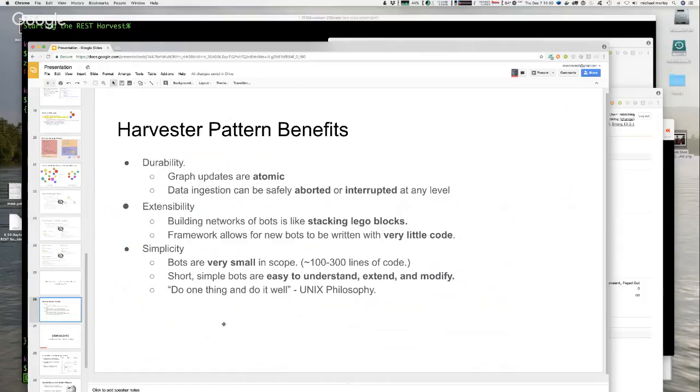The bots are extensible. Each of these bots is generally less than 300 lines of code. If you're interfacing with something really simple like a REST API, or you're just translating one-to-one from SQL tables, you do not need a lot. Because of that, they're really simple. With the bot framework, we wanted each of these to be tiny, do one thing, and do it well. Therefore, it's understandable and easy to extend. So that's the story of how we harvest explicit knowledge.